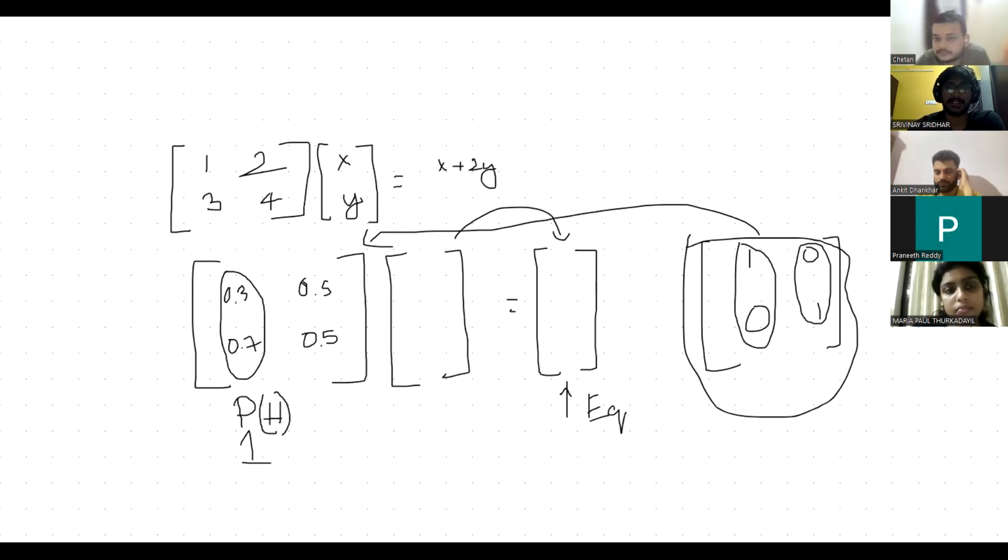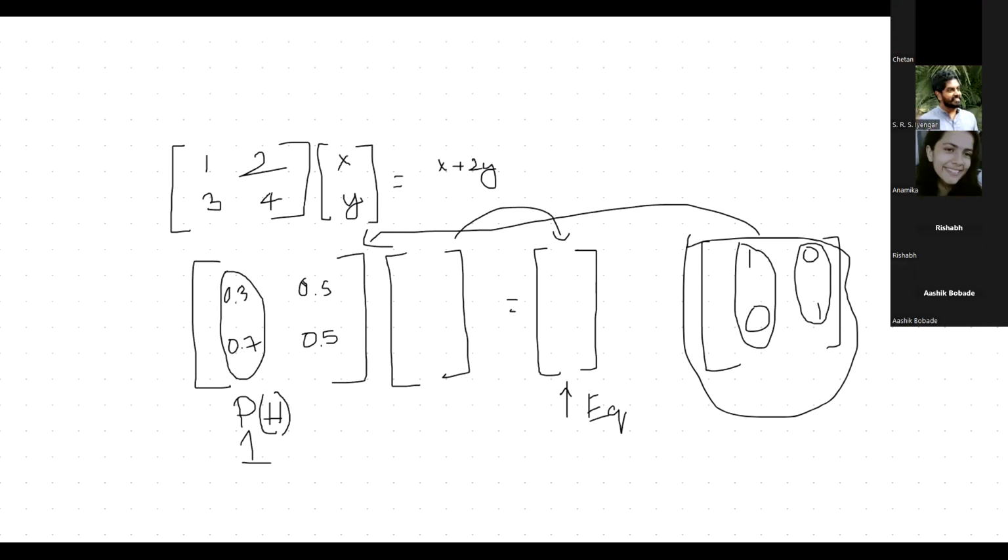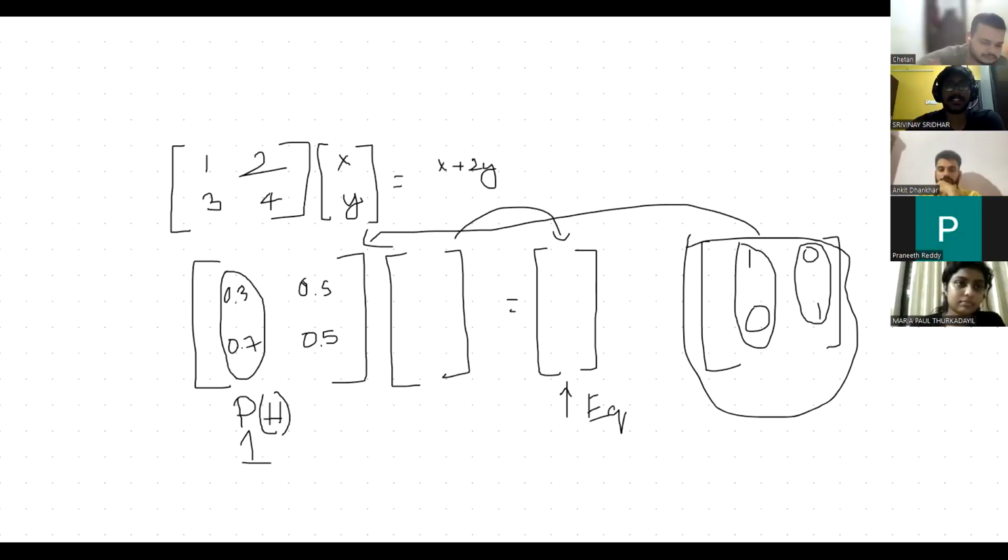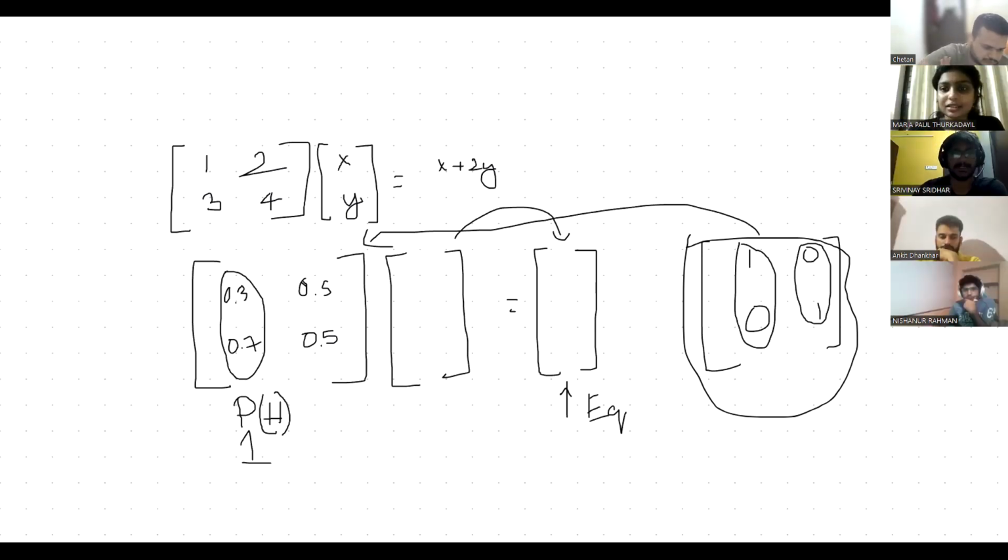Can we show other matrices in this form, or is there always a form of matrix that comes out? Because eigenvectors are there for all matrices, right? If I'm not wrong. Yeah, it'll take some effort.